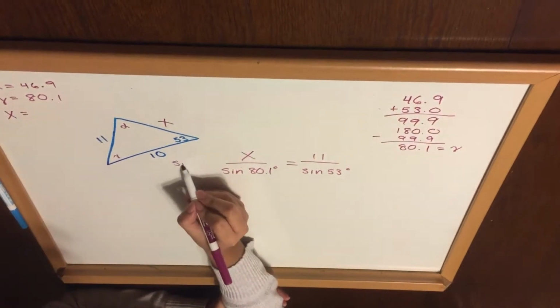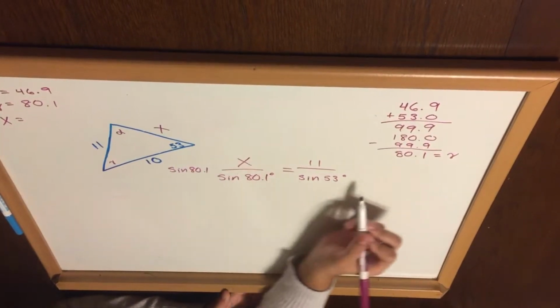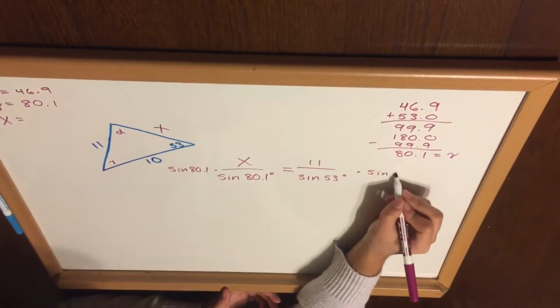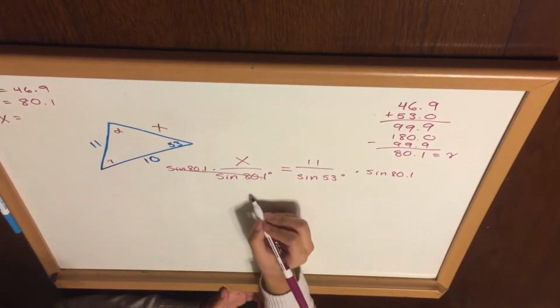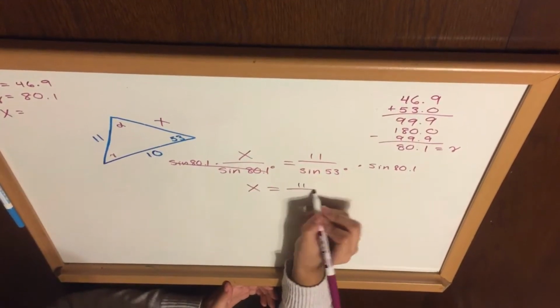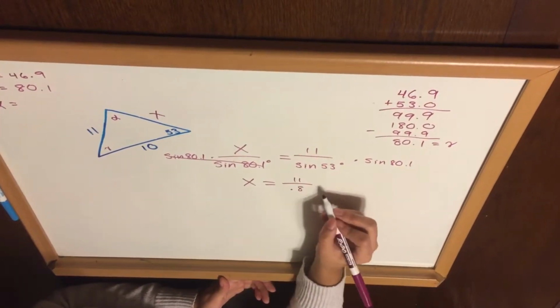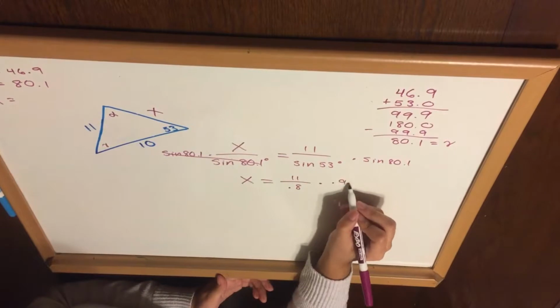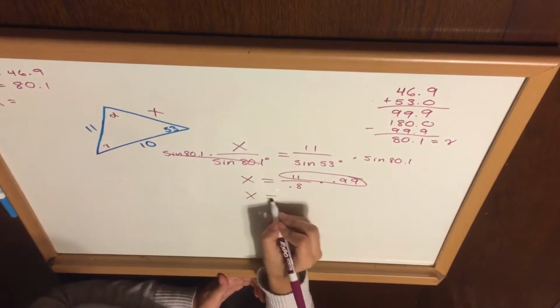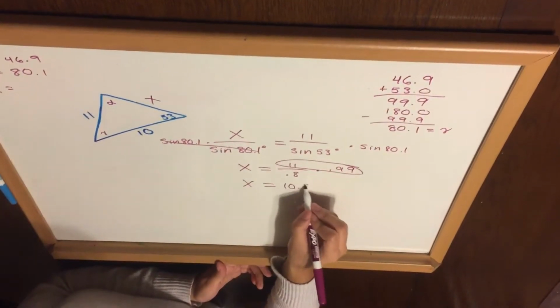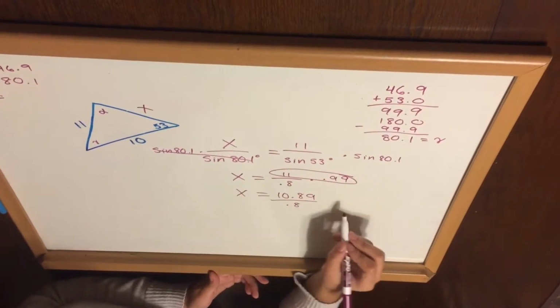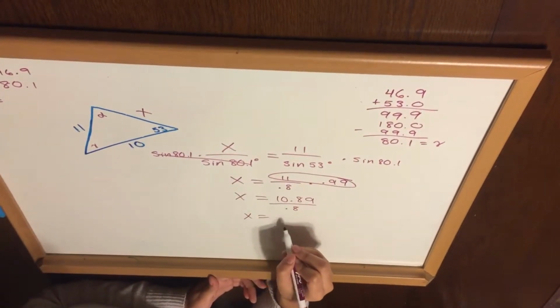Isolate x by multiplying both sides by sine 80.1 to get x equals 11 times sine 80.1 over sine of 53. Simplify that equation to get x equals 11 times 0.99 over 0.8. That simplifies to x equals 10.89 over 0.8. Now solve that equation and get x equals 13.6.